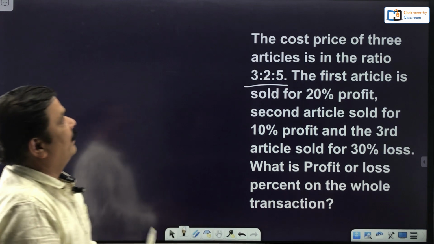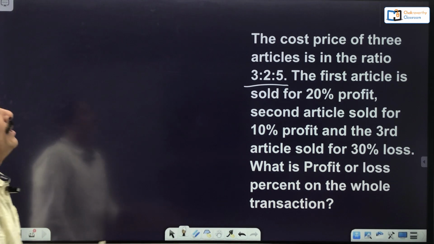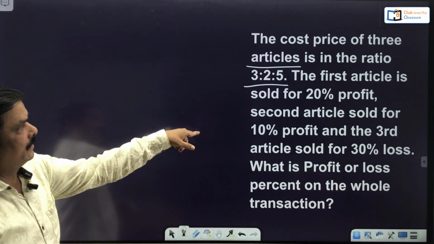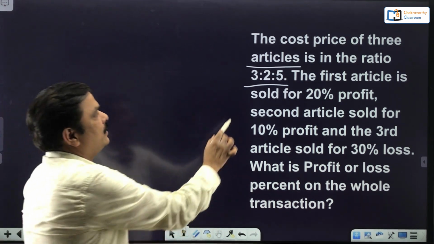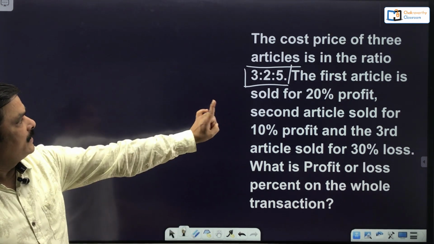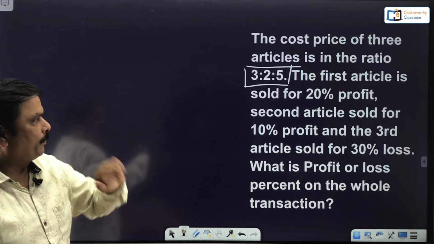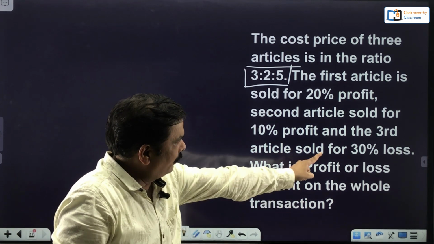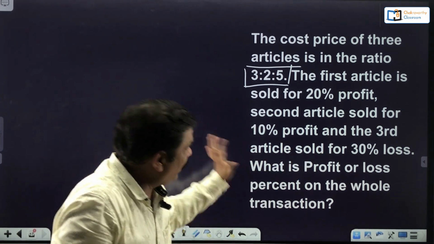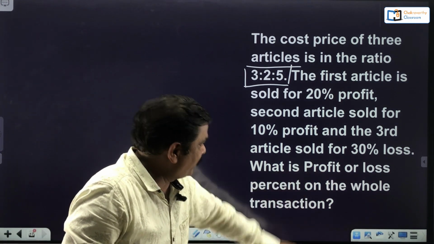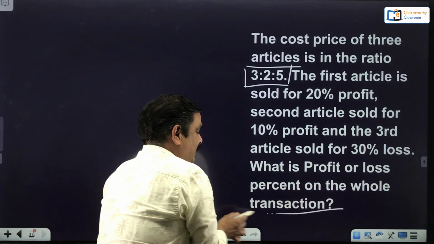See how they have given the cost price of three articles. Total three articles they have given. The cost price of the three articles is in the ratio 3:2:5. Simple information. Then the first article is sold at 20% profit, the second at 10% profit, and the third article at 30% loss. Finally they are asking what is the profit or loss percentage on the whole transaction.